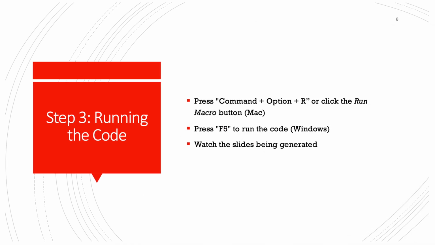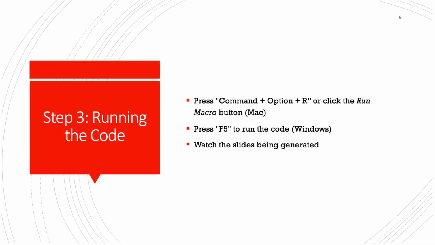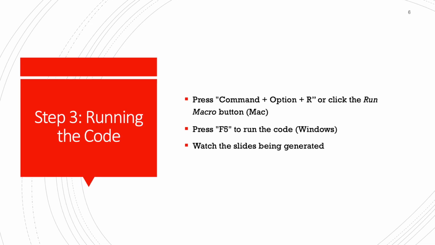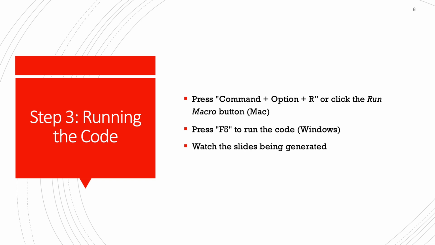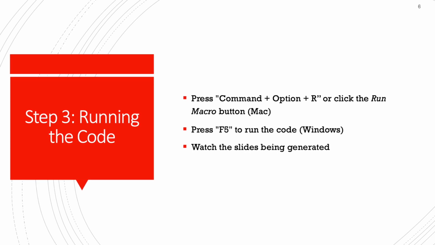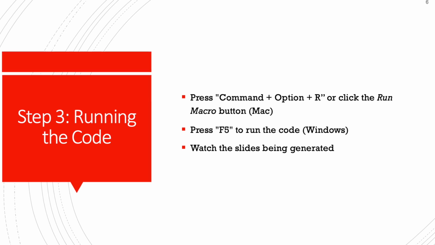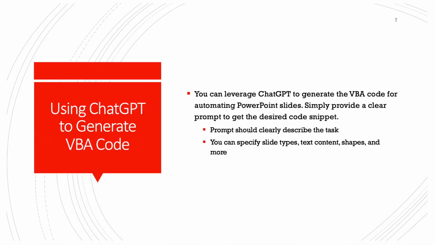Once you've written your code, it's time to run it. You can press Command-Option-R on your keyboard, or click the Run Macro button, and the slides will be generated automatically. It's like pressing a button and watching a machine do all the work for you. How cool is that? Here's something even cooler, using ChatGPT to generate this VBA code for you.